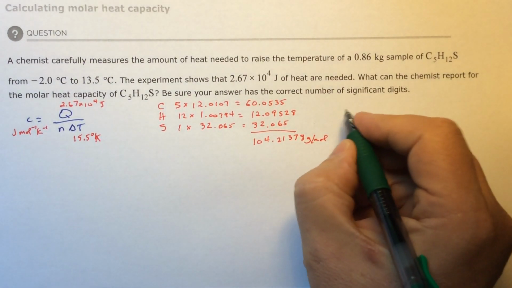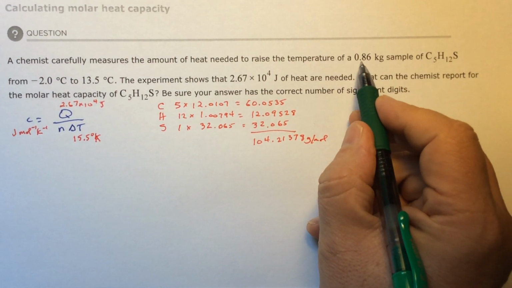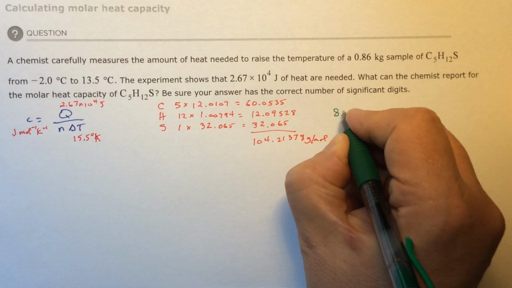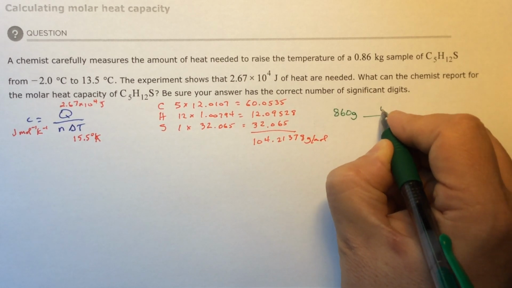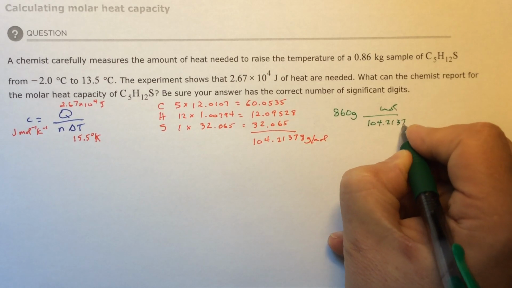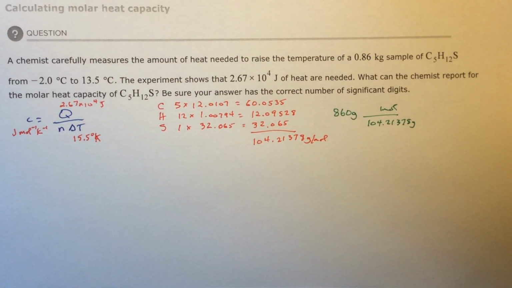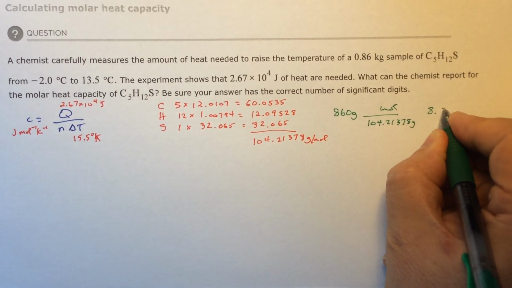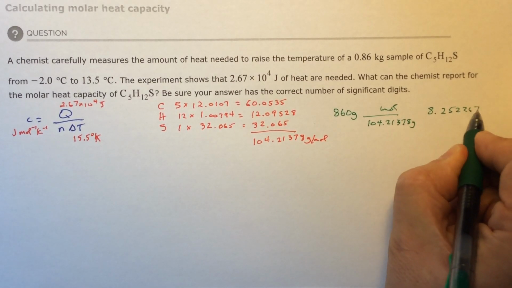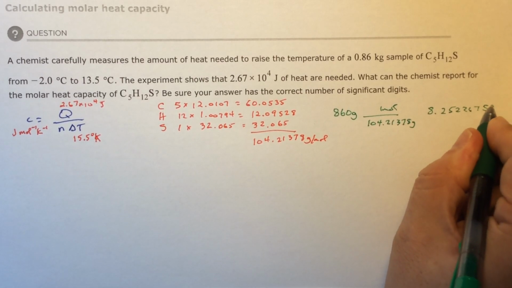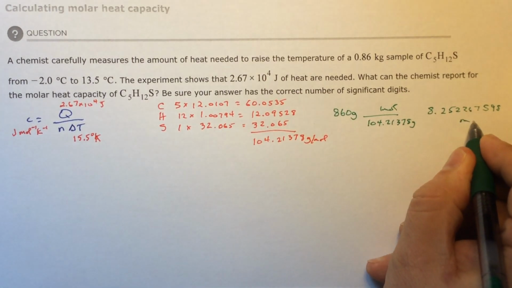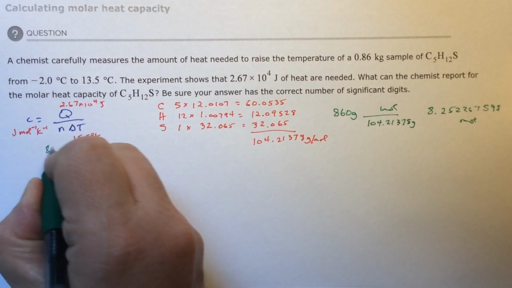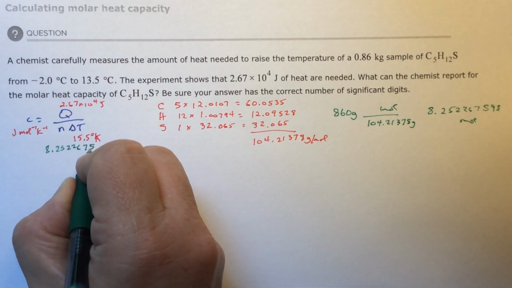So how many grams have I been given? I've got kilograms. There's 1,000 grams in a kilogram, so I multiply by 3 places. So I have 860 grams. And in 1 mole, I've got 104.21378 grams. So divide that out. I'm just going to give you the whole calculator answer; we'll round at the end. 8.252267598 moles. So this number goes here: 8.252267598.